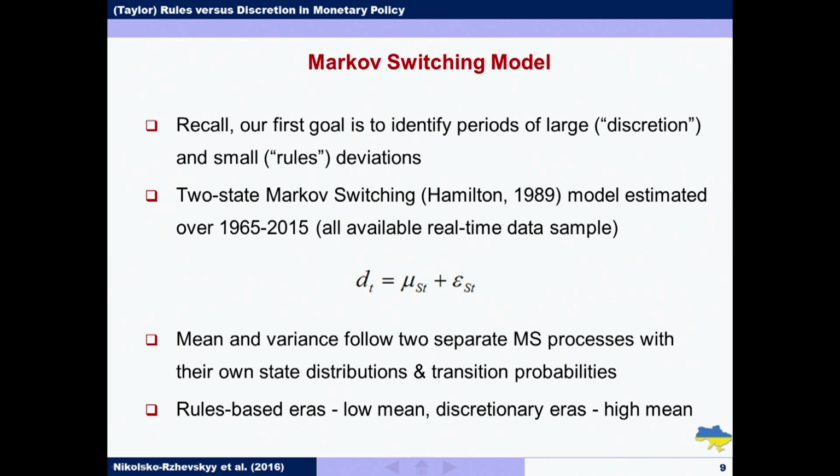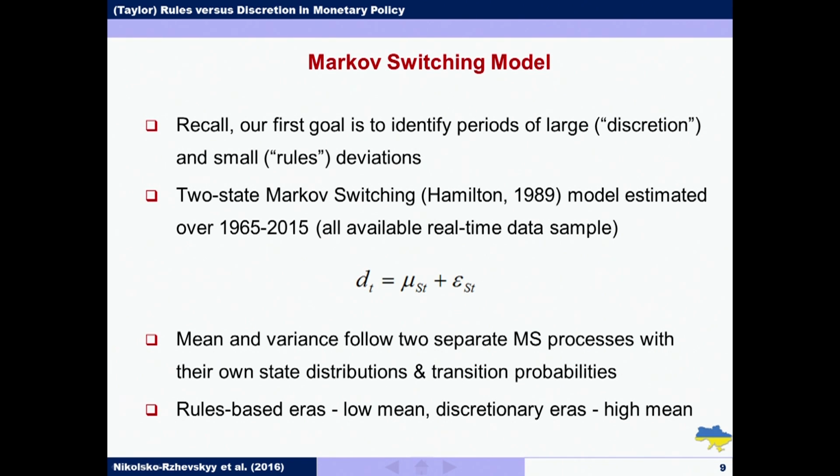Therefore, here the left-hand side, D, is that blue series you saw on the previous slide. Mu here is the intercept, the constant term, that switches between the two states. Epsilon, the error term, we allow the variance of epsilon also to switch between two states. And our model is actually relatively more advanced than Hamilton's 1989 model, because here we do not restrict variance and mu to follow the same Markov process. So the state distribution for mu can be completely different from the state distribution for epsilon.